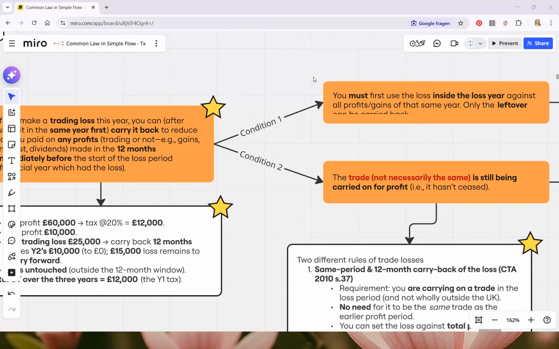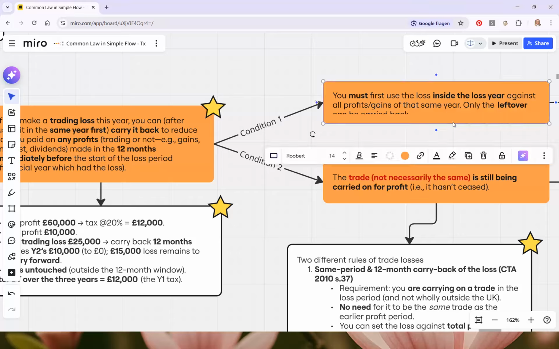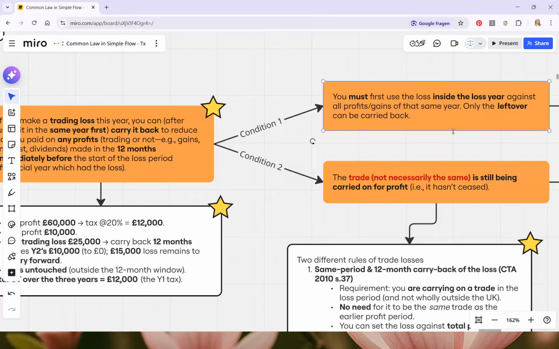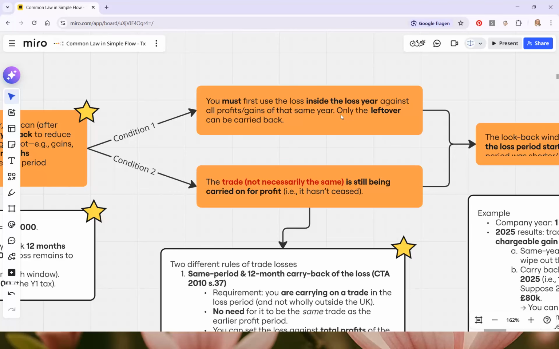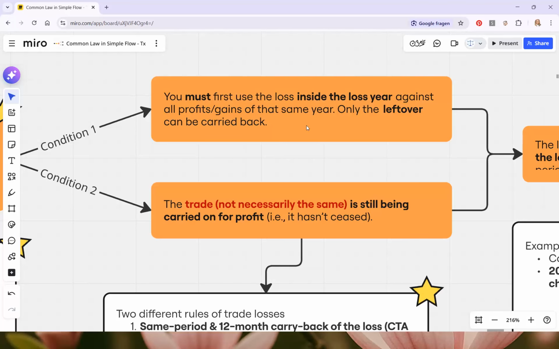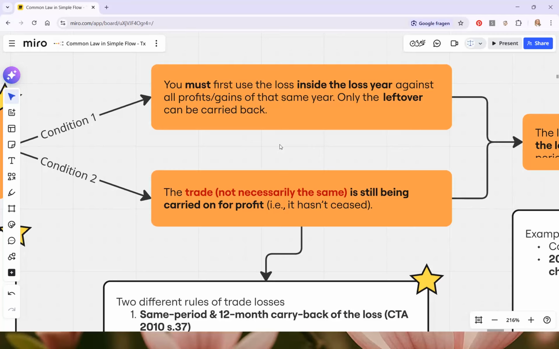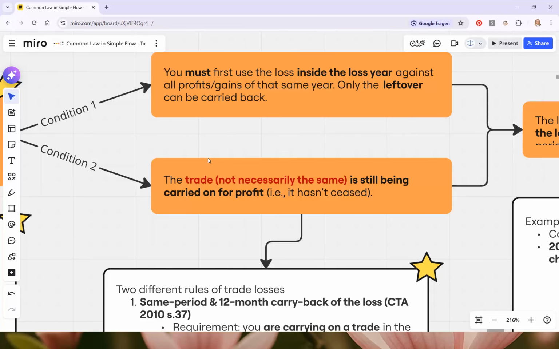So condition 1: you must first use the loss inside the loss year against all profits and gains of that same year. Only the leftover can be carried back. And then condition 2: the trade, not necessarily the same one, is still being carried on for profit.